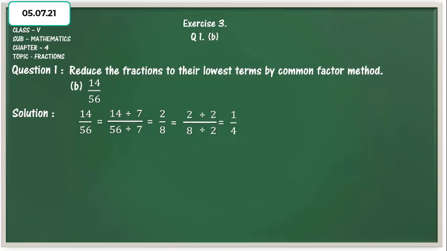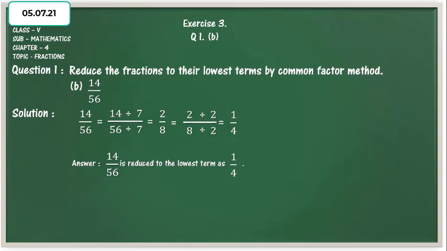Again dividing 2 by 8 by a common factor. Here I have taken 2, which gives us 1 by 4. So the answer which we got is 1 by 4. So the answer will be 14 upon 56 is reduced to the lowest term as 1 by 4. So our answer will be 1 by 4.